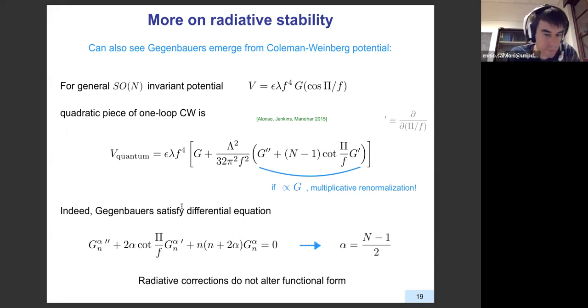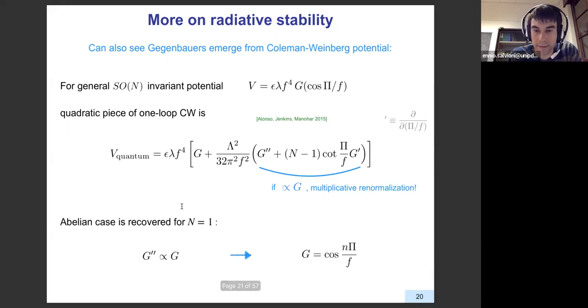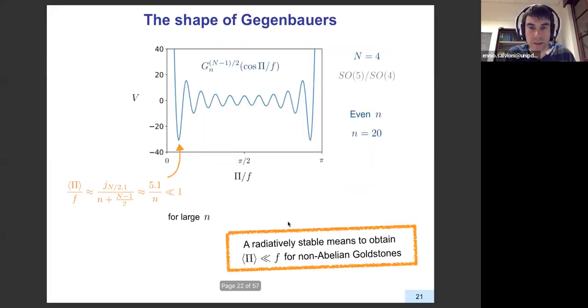So this is at least one possible solution. And n equals 1 recovers the abelian case, in the sense that here the condition will simply be that g double prime is proportional to g, which is solved by the cosine of n pi over f. Now let me answer the previous question, which is important, and of course I have been delaying it.